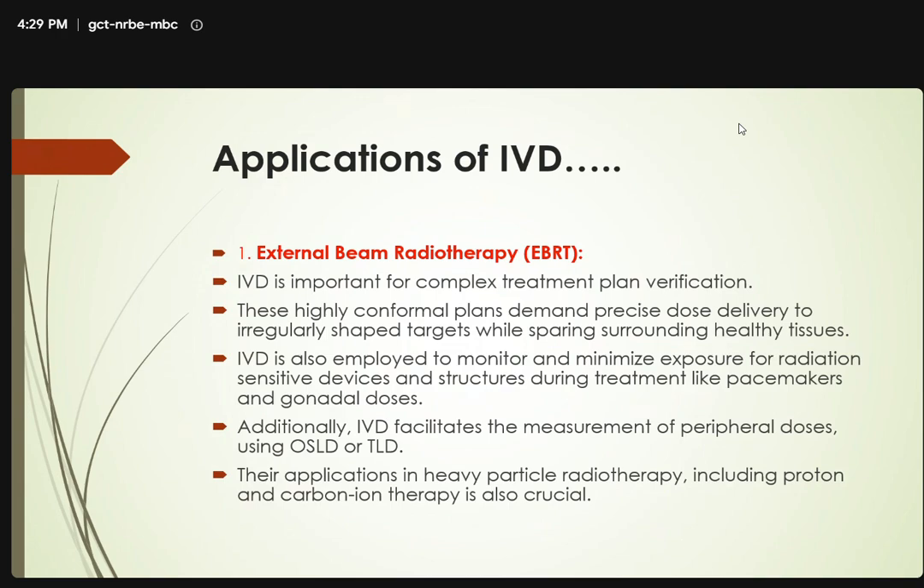In vivo dosimetry is important for complex treatment plan verification. These highly conformal plans demand precise dose delivery to irregularly shaped targets while sparing the surrounding healthy tissues. So, in vivo dosimetry is also employed to monitor and minimize exposure for radiation sensitive devices and structures during the treatment. Like if a patient is having a pacemaker, or we have to restrict the gonadal doses for any patients. So IVD is also useful in those cases.